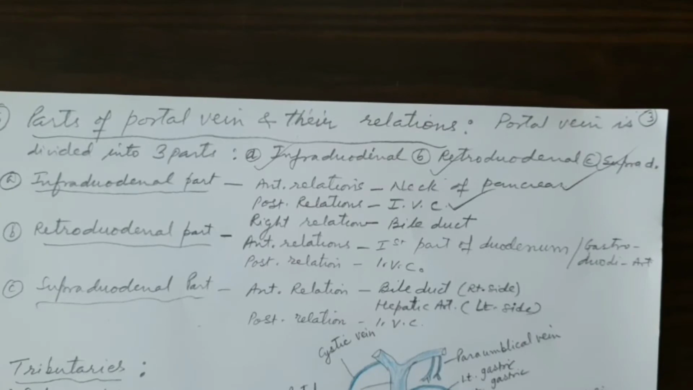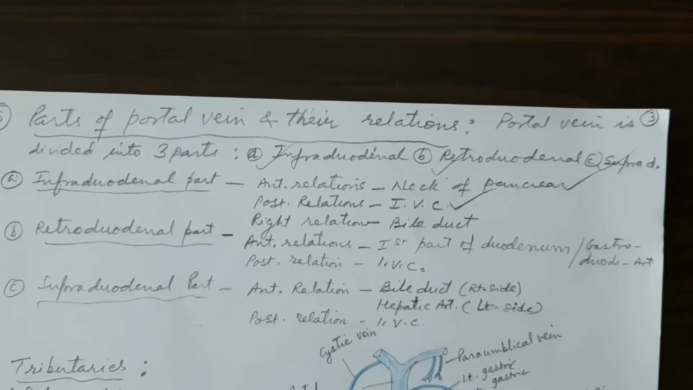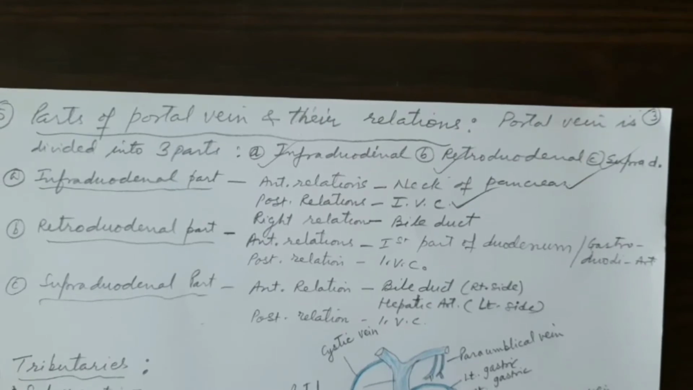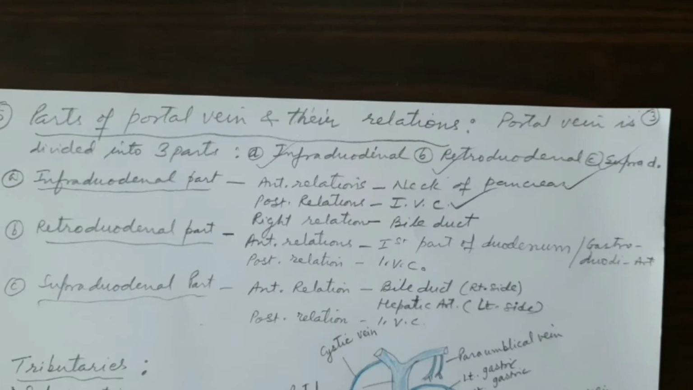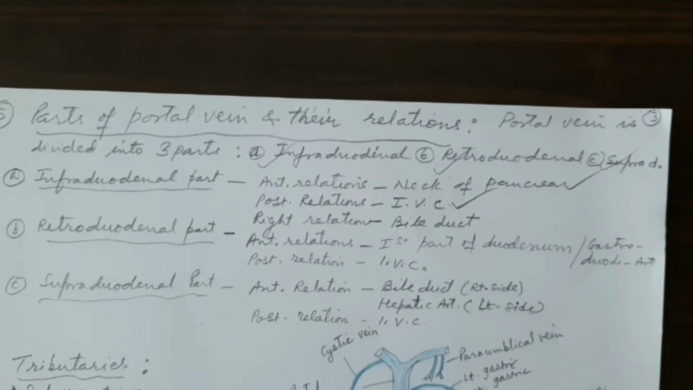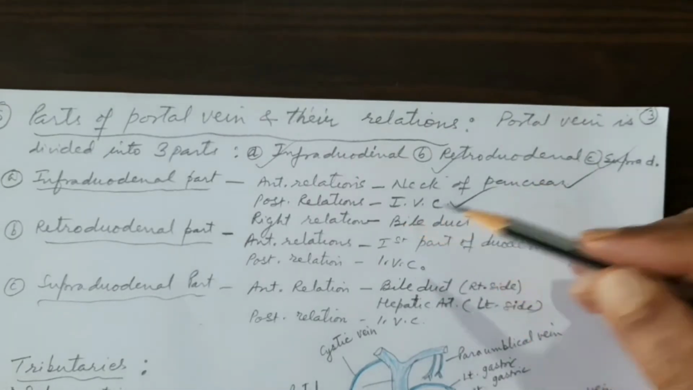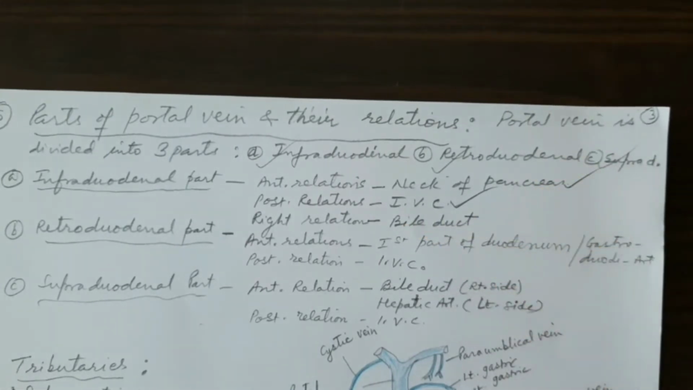If you put your finger in the foramen epiploicum, the aditus or opening into the lesser sac, then the posterior boundary of that foramen is formed by the inferior vena cava, and the anterior boundary is formed by the portal vein. So the inferior vena cava is its posterior relation.